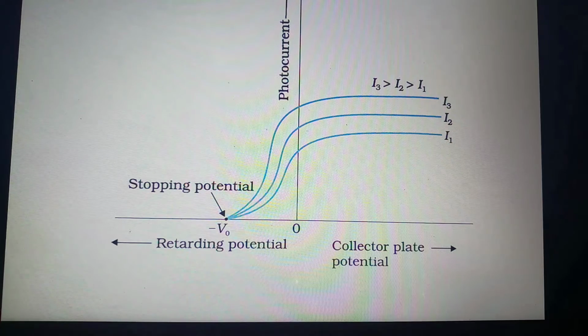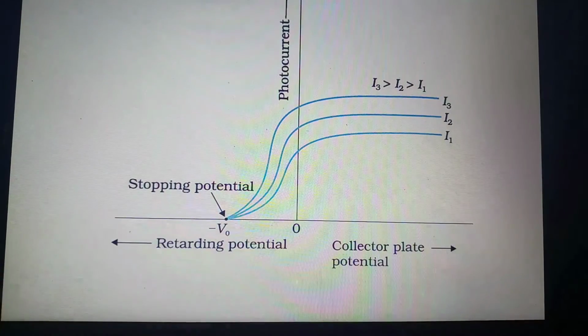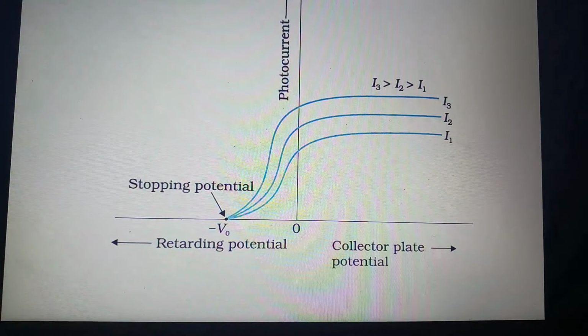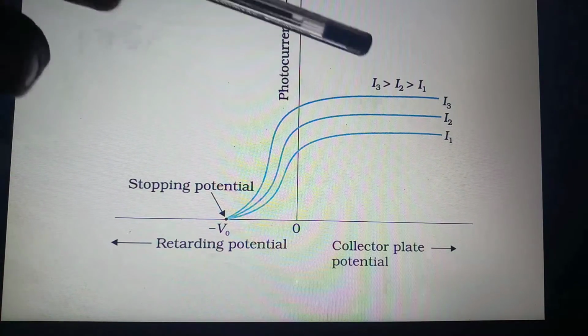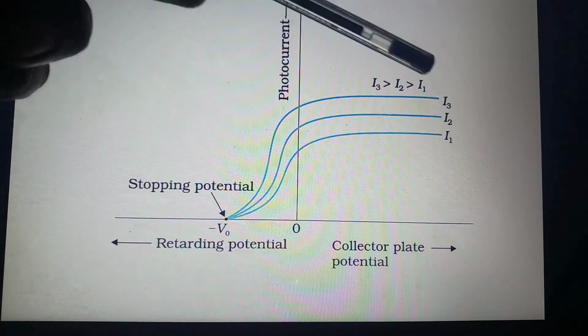We have seen we have an option for changing the potential. So when we change the potential, we will get a graph like this. Here we can see we have three lines. These three lines are actually three experiments using different intensities. First we will think about one intensity only, this I1.